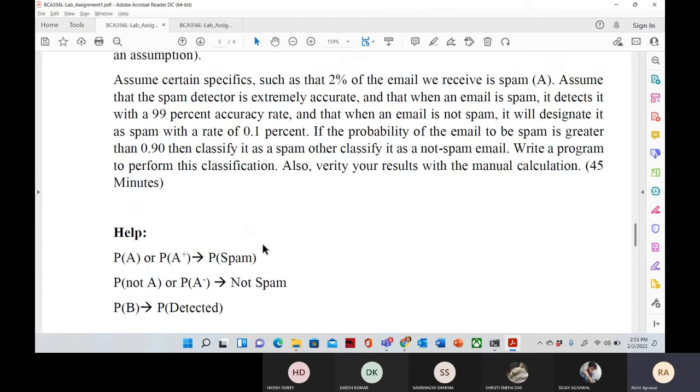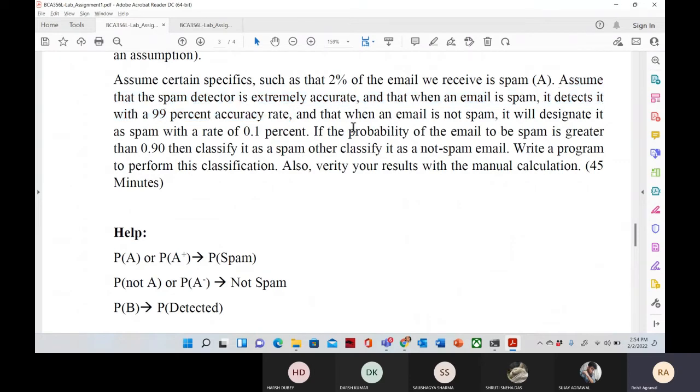So this statement is telling you what? It is given that it is a spam, that means given A, it detects with 99% accuracy. That means P of B given A is equal to 0.99. Clear? So this one I think is clear.